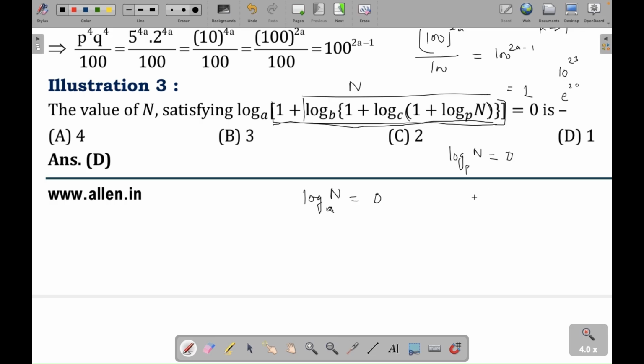So what is the value of n? Yeah, n is 1. What if it was log p to the base p? What is the value of this? It should be 1. So again, the same question: what should I have in the exponent of p so that I get p? So p to the power x is p. It should be 1.